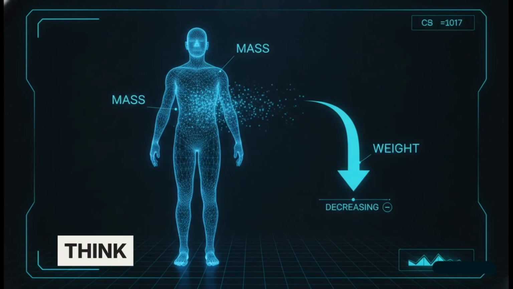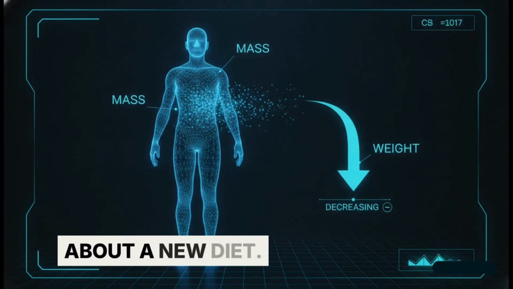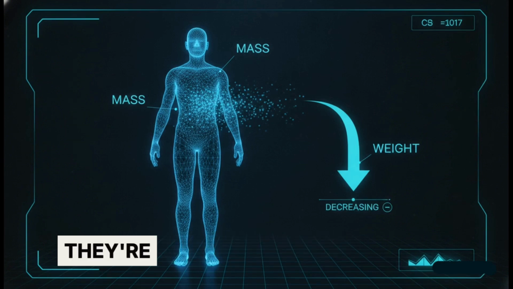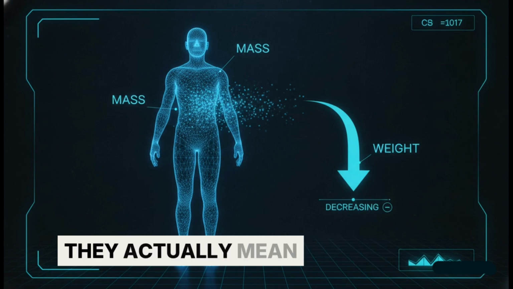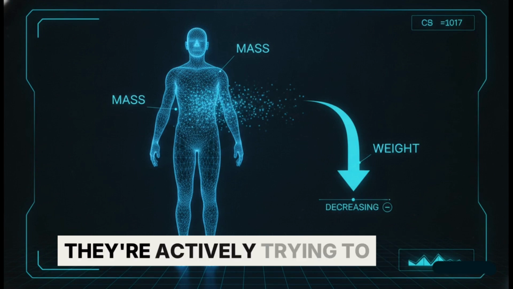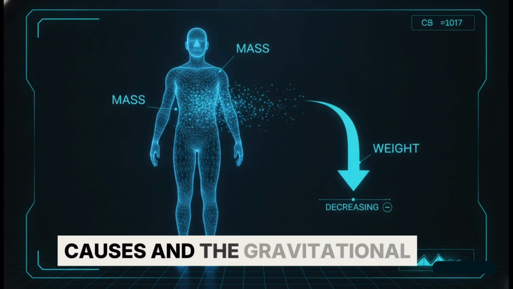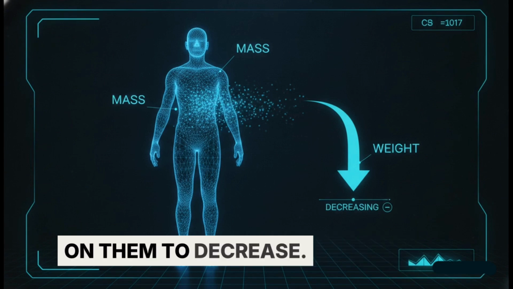So, fun fact. Think about this the next time someone talks about a new diet. When people say they're losing weight, scientifically speaking, they're using the wrong terminology. They actually mean they are losing mass. They're actively trying to reduce the amount of matter in their bodies, which in turn naturally causes the gravitational force acting on them to decrease.